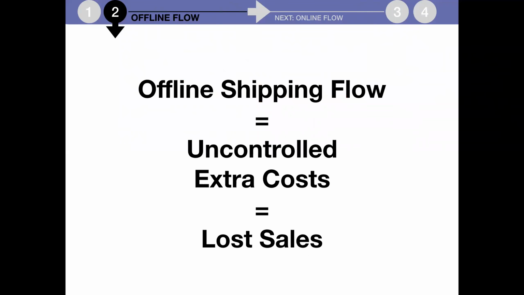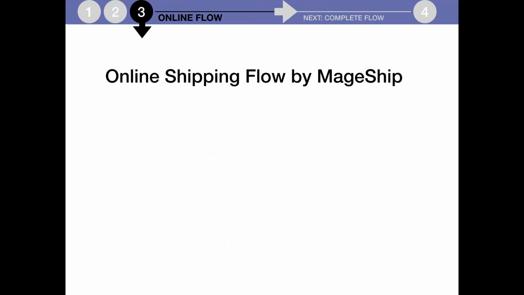This draws the conclusion that the offline shipping flow is deprecated. It results in uncontrolled extra costs, which will result in lost sales. That is why Magento is solving this issue by bringing an online shipping flow to your Magento 2 store.